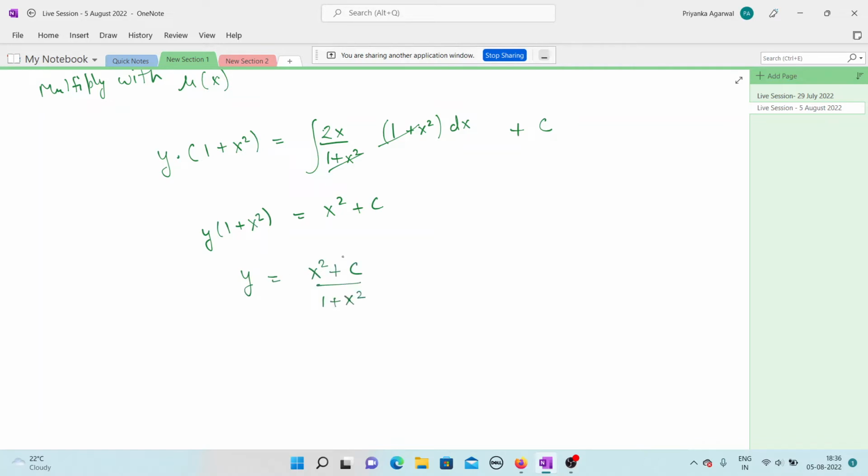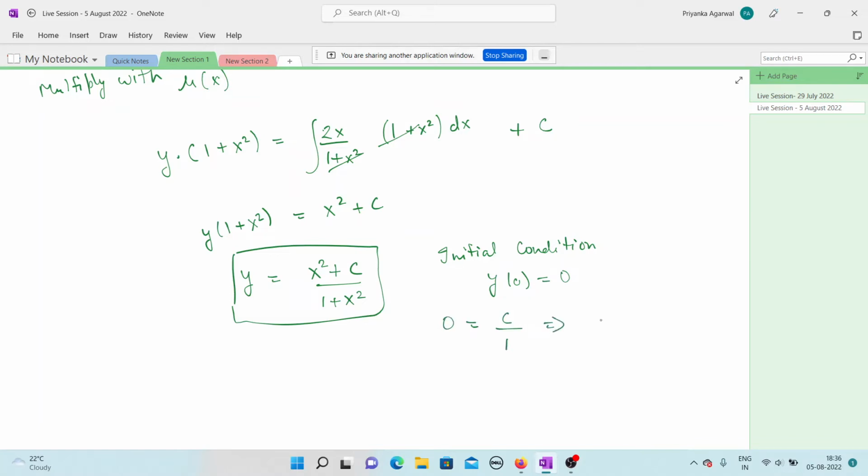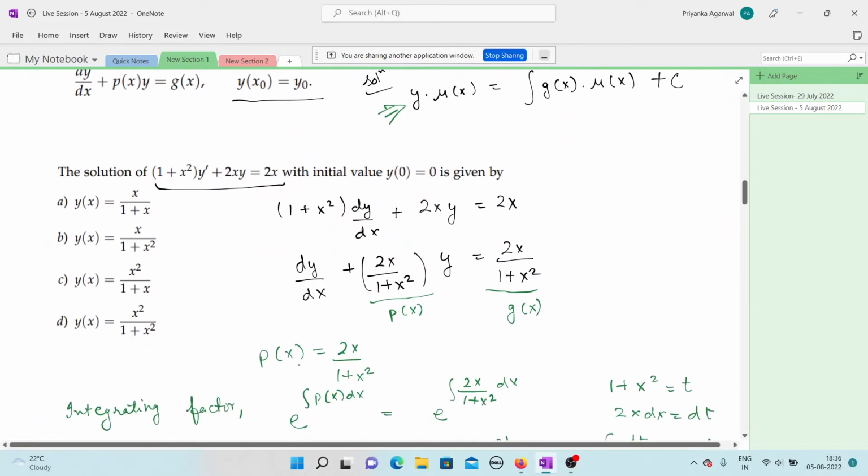So y will become x square plus c over 1 plus x square. Now we are also given the initial condition. The initial condition is y of 0 equals 0. So this implies that if we put x equals 0, then y is 0. So this is c over 1, which means that c equals 0. So the answer is y equals x square over 1 plus x square. Right? So this will be our correct option.